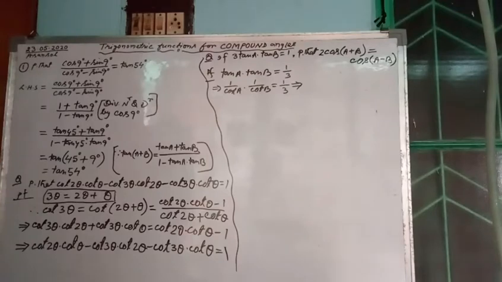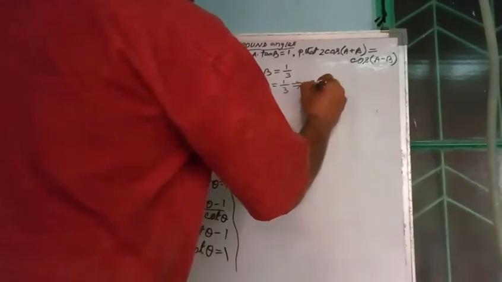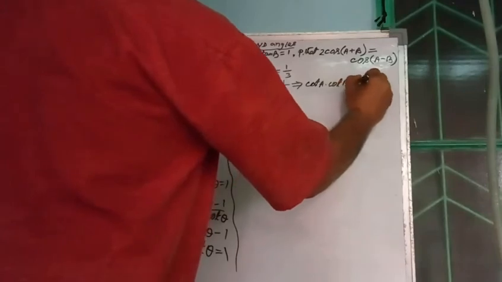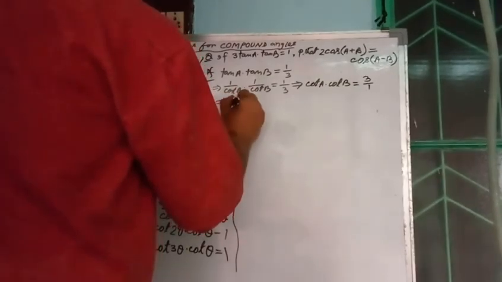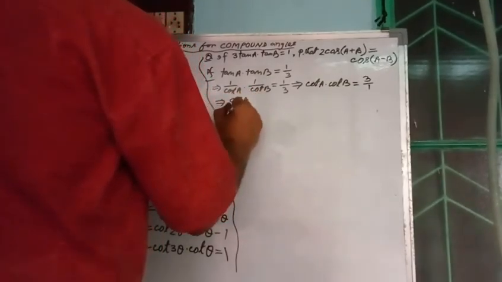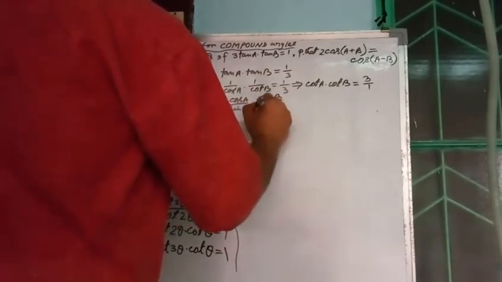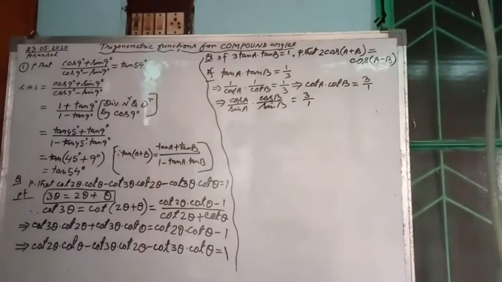So cot A cot B is equal to what? Cot A into cot B is equal to 3 by 1. This implies cos A by sin A into cos B by sin B is equal to 3 by 1. Means we got cos A cos B by sin A sin B equal to 3 by 1.